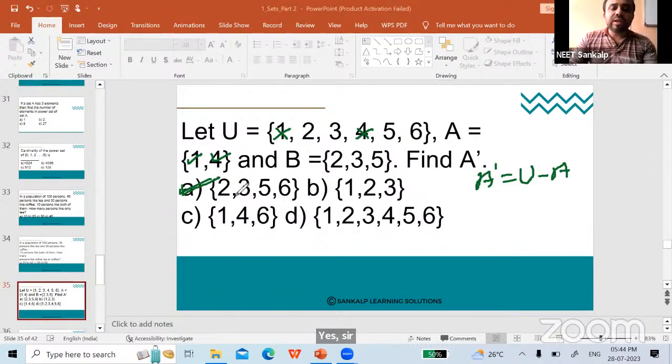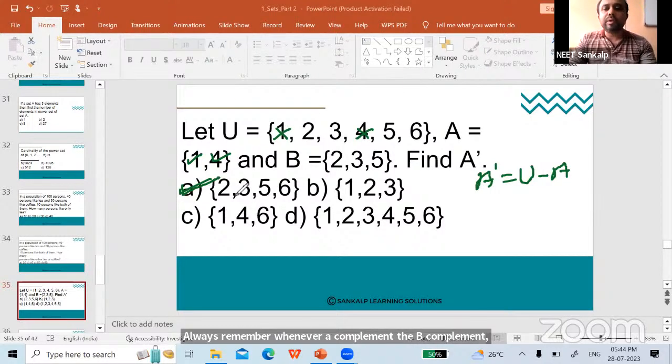Always remember, whenever they ask for A complement, B complement, C complement, complement means U minus that set gives the complement of that. U minus, in the sense, don't subtract it. You only have to find the elements which are not present in the given set, and that element should be present in the universal set. That you have to find. So here I will ask one more question. Please answer me for that.